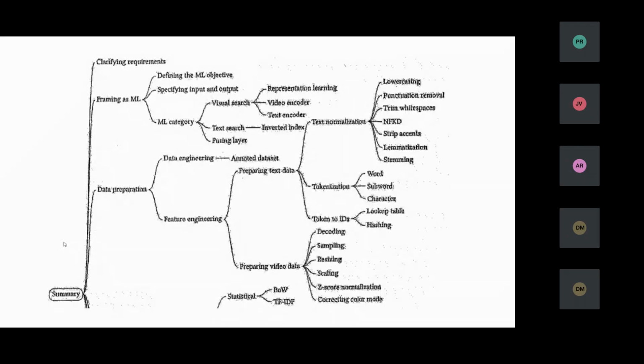Then coming to the feature engineering data preparation, we talked about preparing the video data. First, we talked about the text data, then we prepared the video data, which was decoding, sampling, resizing, and scaling. Then using different methods such as z-score normalization and correcting color mode.